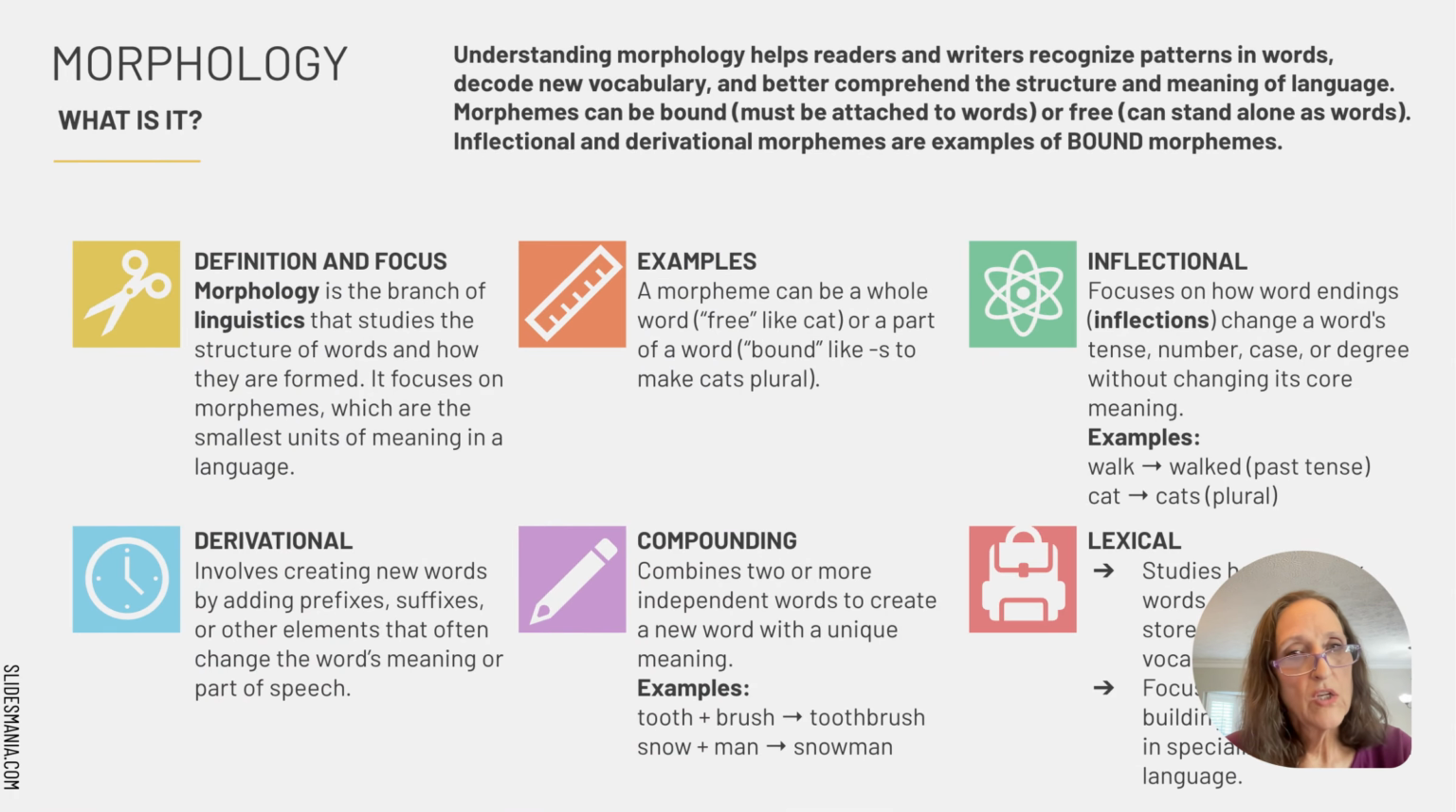Then we have inflectional morphemes. Inflectional morphemes focus on how word endings or inflections change a word's tense, number, case, or degree without changing its core meaning. So some examples of inflectional morphemes are ed. So you would have walk and add ed to make it past tense, walked. Cat, you add an s to make it plural, cats.